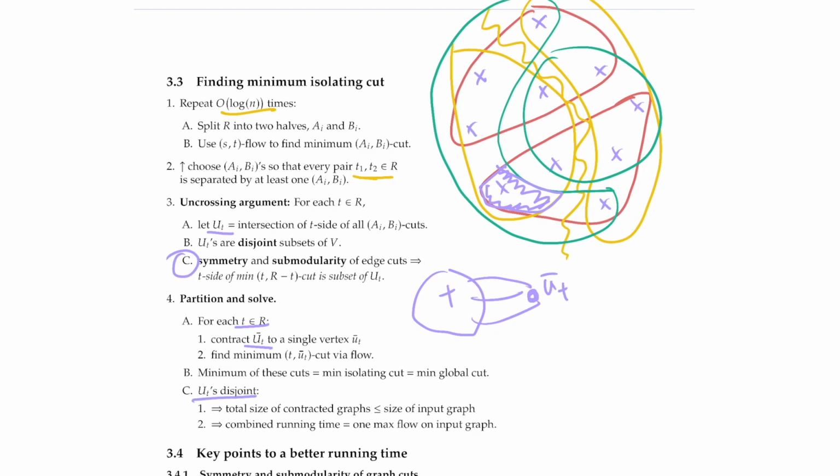Because these U sub t's are disjoint, the total size of all these contracted graphs added up is roughly the size of the input graph, which means that the combined running time of these flows is really just like one max flow on the input graph. Okay, this is very clean.